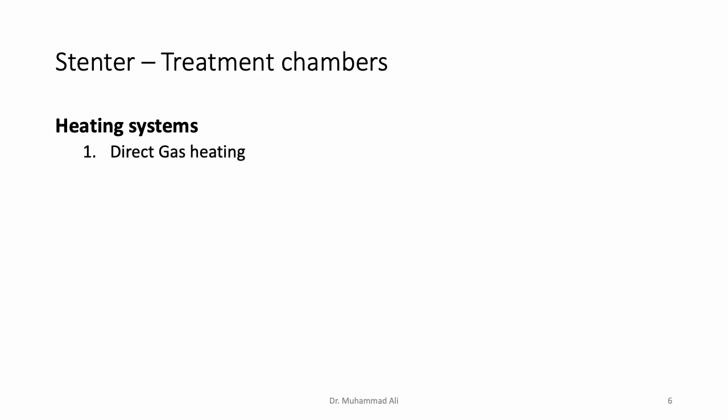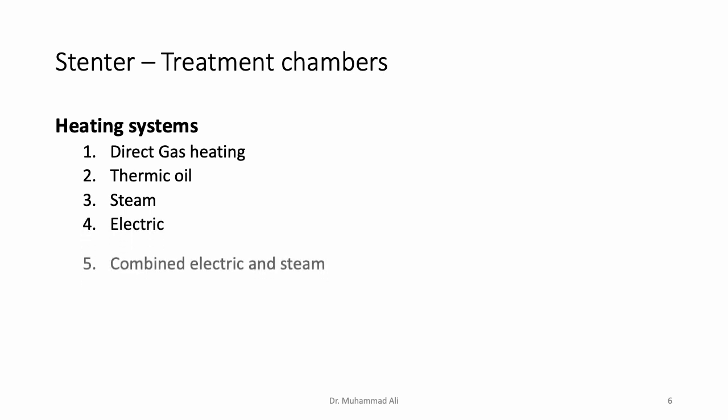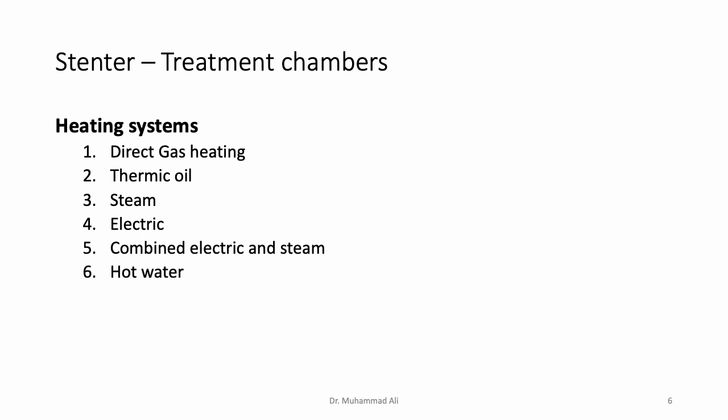So the first one is direct gas heating. We can have thermic oil heating. Steam can also be used to heat the process medium in a Stenter treatment chamber. We can have basic electric heating, a combination of electric and steam heating, and even hot water. However, it is very important to note that the first two heating systems, that is the direct gas heating and the thermic oil heating systems, are the most common heating systems that are used on a Stenter.